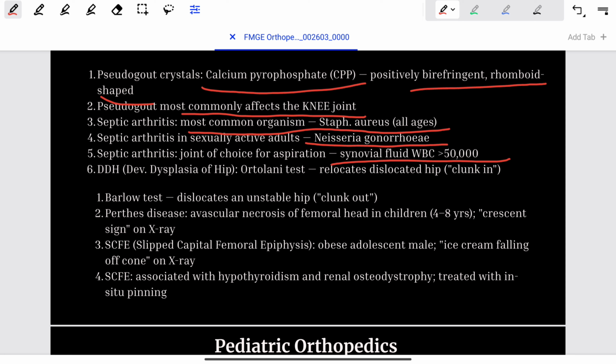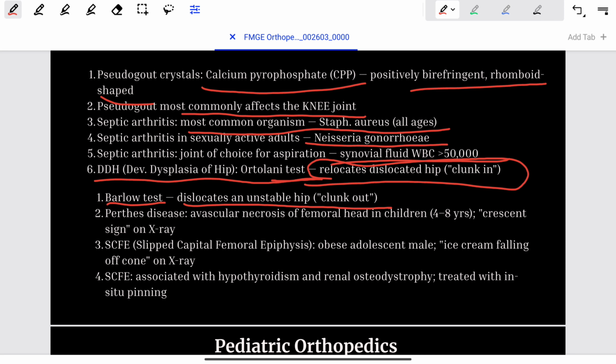Developmental dysplasia of the hip: the Ortolani test reduces the dislocated hip and produces a clunk. The Barlow test dislocates an unstable hip and produces a clunk out. Perthes disease: avascular necrosis of the femoral head occurring in children aged 4 to 8 years.